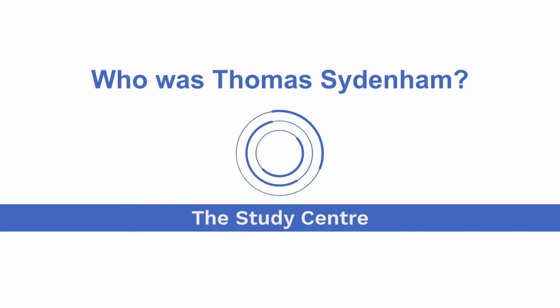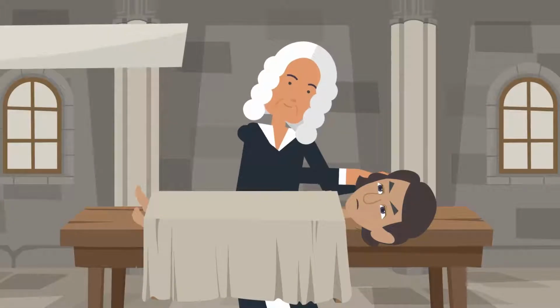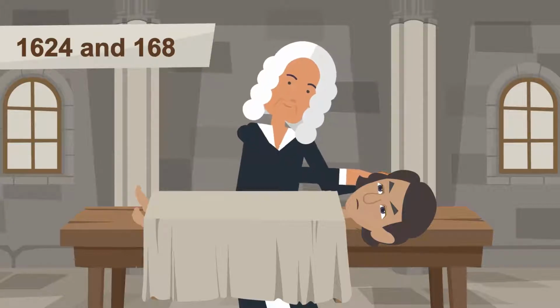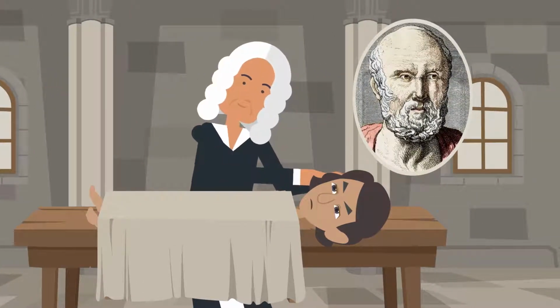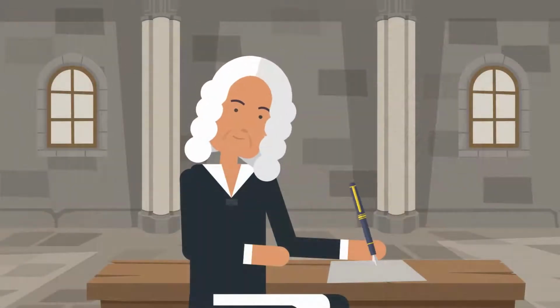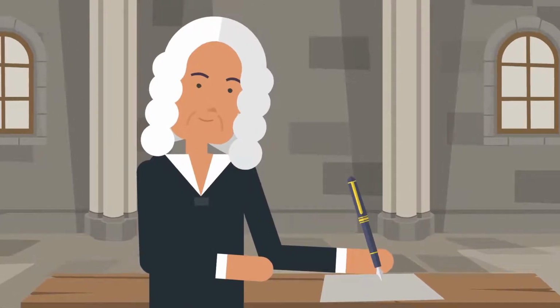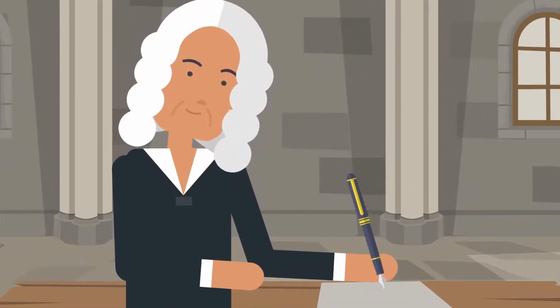Who was Thomas Sydenham? Thomas Sydenham was an English doctor who lived between 1624 and 1689 during the Renaissance period. He was sometimes known as the English Hippocrates. Like Hippocrates, he also placed importance on doctors observing patients and making detailed records.